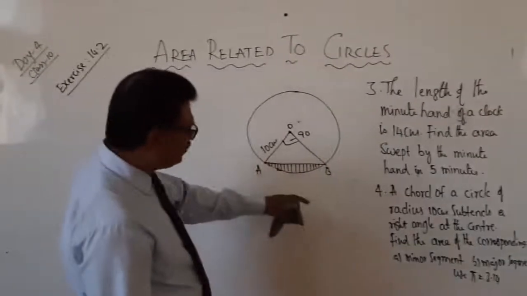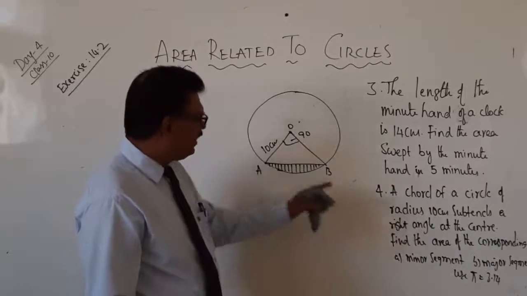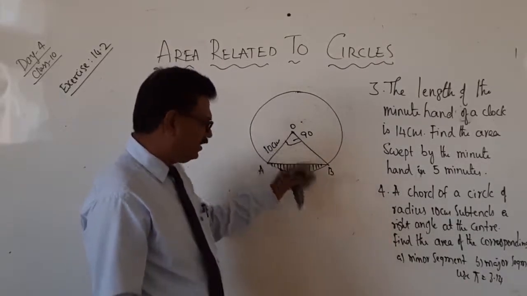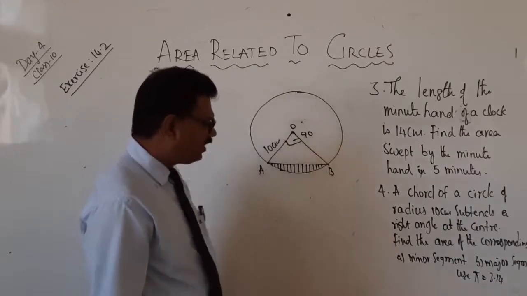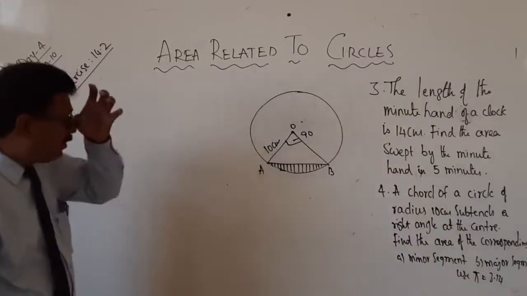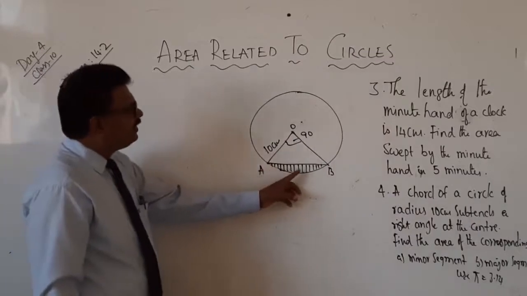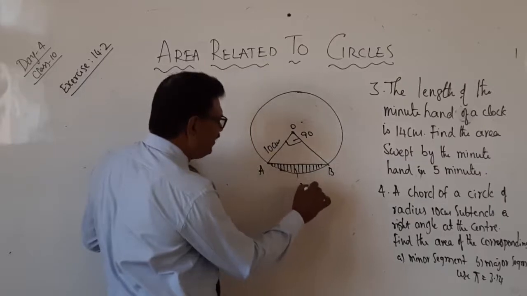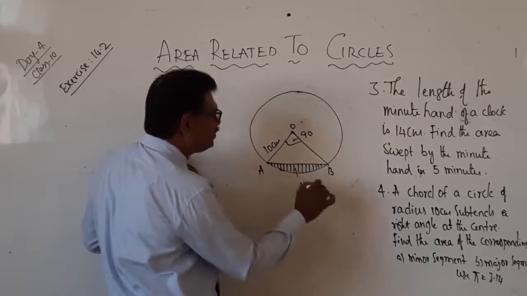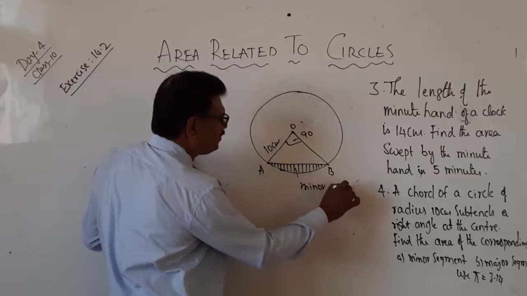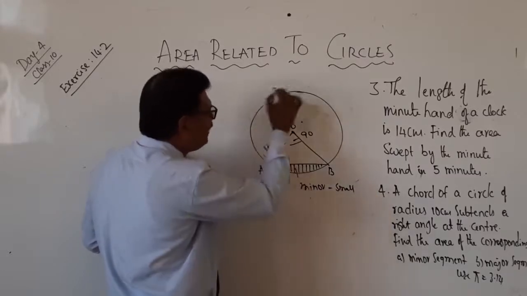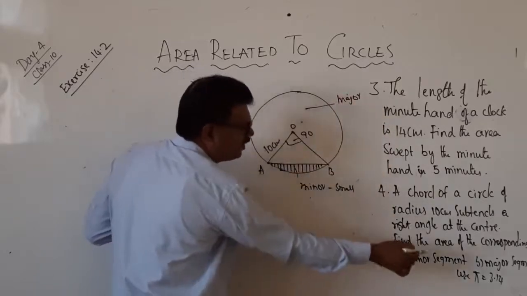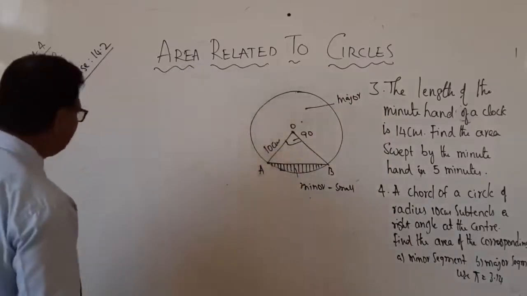A chord of a circle of radius 10 centimeters subtends a right angle at the center. Find the area of the corresponding minor segment. Minor segment means whatever I shaded here. This is known as the minor segment. Minor means the small one. And the remaining is known as the major segment. So we have to find out both. Very simple, right? Shall we start?